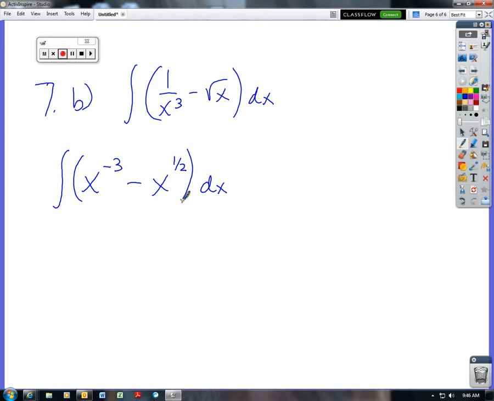Now we can use the power rule, so we can add 1 to the exponent. Negative 3 plus 1 would be negative 2, divided by the new exponent. Minus just comes down. And then add 1 to 1/2, and you get 3/2. And then you have to divide by 3/2, which is the same as multiplying by the reciprocal 2/3. And then plus c.